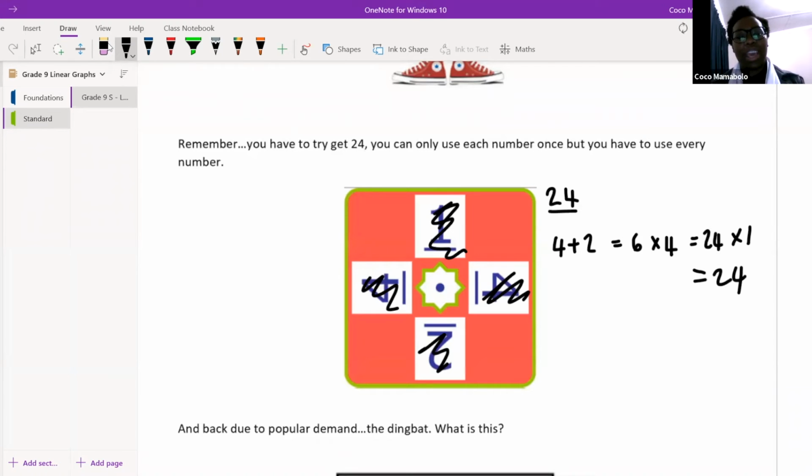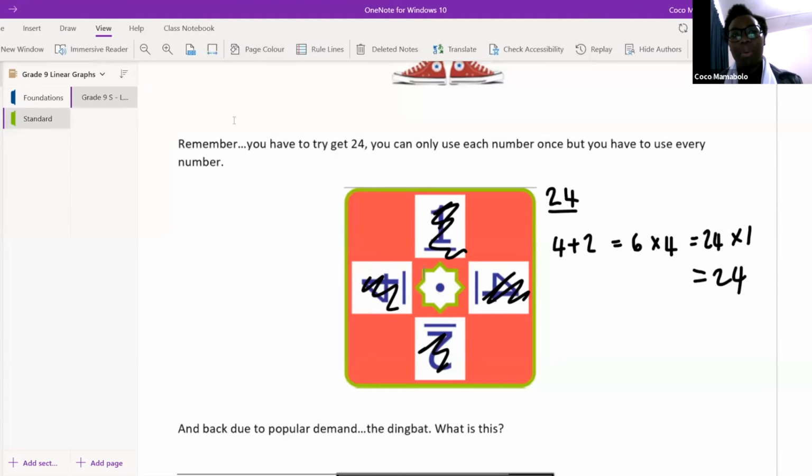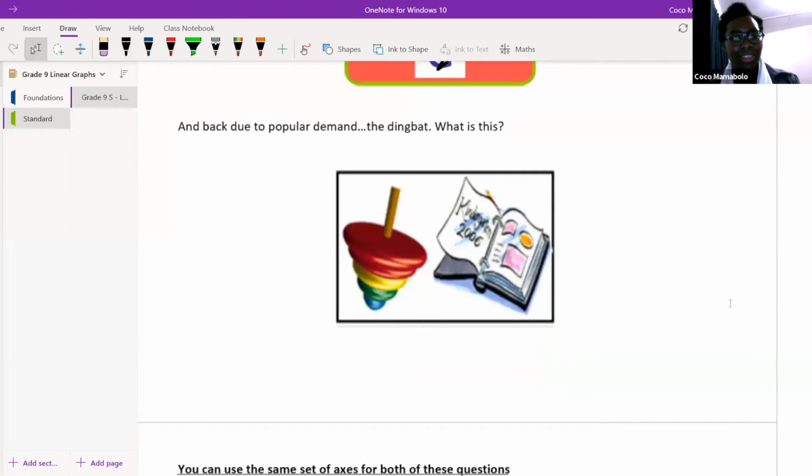That was pretty easy. And then, back by popular demand, as I've heard, we're going to do a dingbat. Okay, so now these 2 things mean something. This is one object, and that's another object. And what do they mean? It's not a spin book. Okay, I'll give you guys a clue.